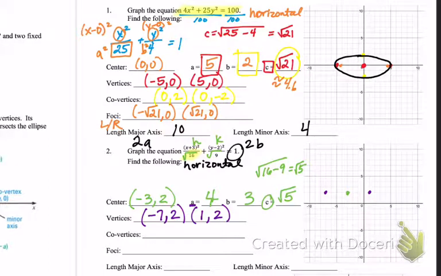Then my co-vertices, I look at my B. My B is 3. So that means I'm going to start at my center and I'm going to go up 3 and I'm going to go down 3. So those ordered pairs would be -3, 5. And -3, -1. That should be -1, sorry. Not -2. I'm only going down 3. So then from there, I'm going to connect my dots.